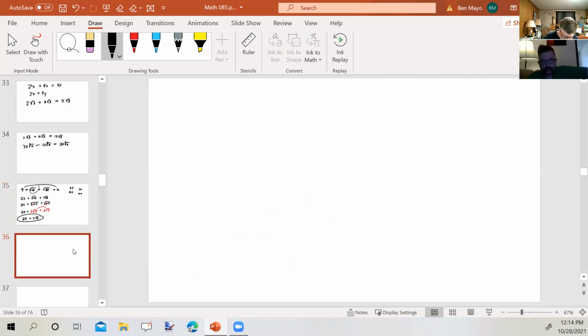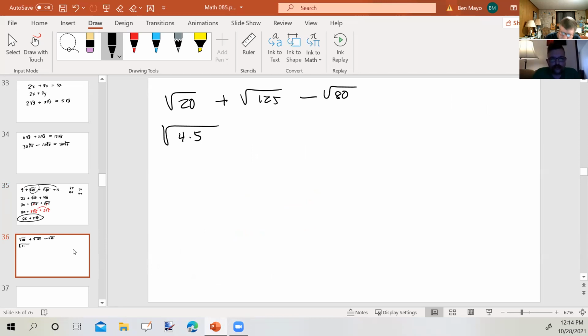Let's take a look at this one. The square root of 20 plus the square root of 125 minus the square root of 80. Well, 20 could be written as a square times 5. 125 could be written as a square times 5. And 80 could be written as a square times 5. Now, I kind of jumped over the process. Do you want me to go back? Okay, you're okay with how I got that?